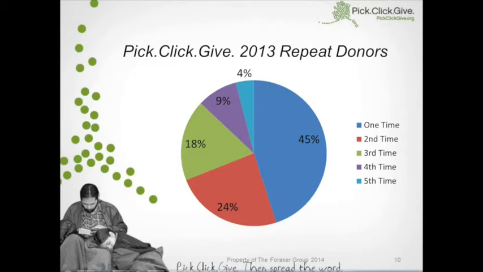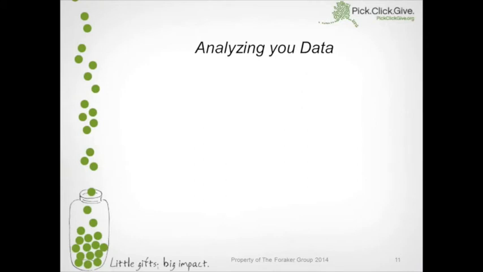Great question. So repeat donors. Thinking about this data as Pick.Click.Give as a whole and how that really matches up to your organization will be a great tool as we move forward and look at some of the data. So how do we analyze your data and what are some things that we can start to look at?